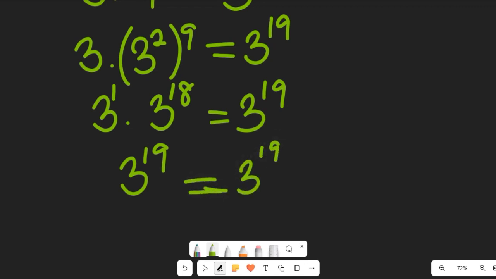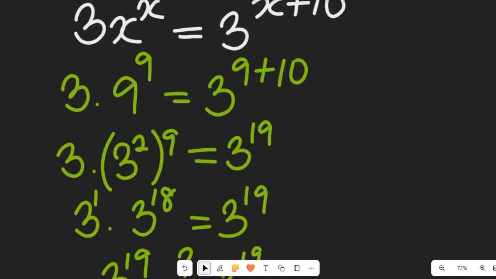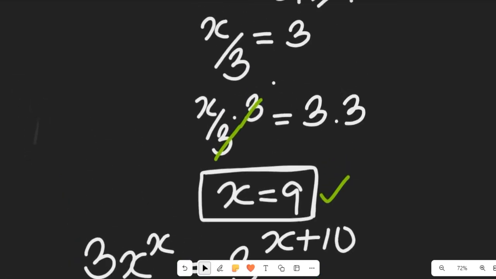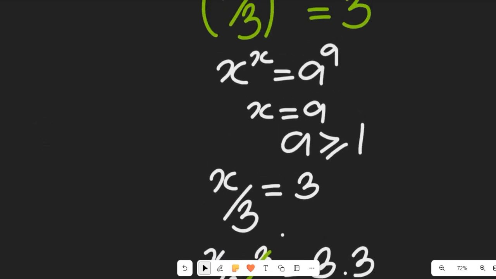So that simply tells us that the left hand side is equal to the right hand side, and that shows us that this value of x equal to 9 is the right solution to that expression that was given to us above here.